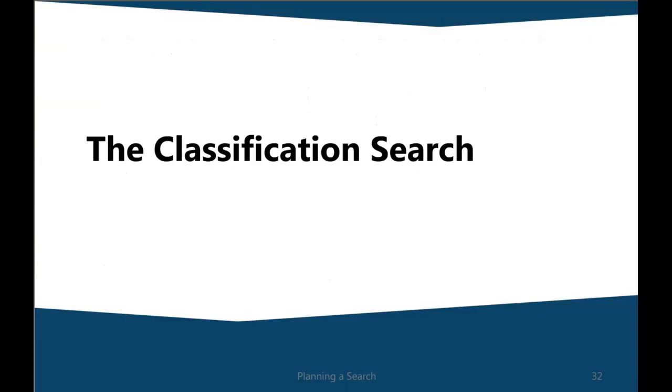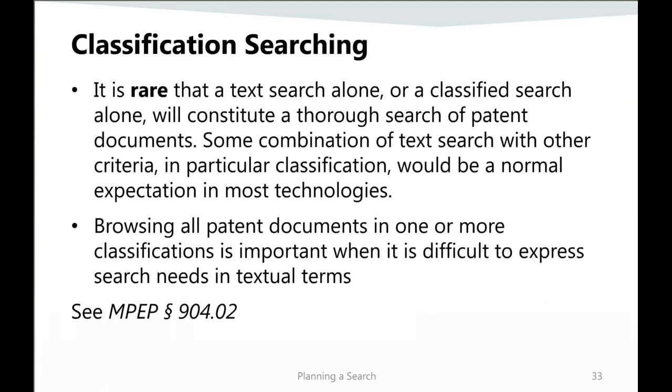The classification search. It is rare that a text search alone or a classified search alone will constitute a thorough search of patent documents. Some combination of text search with other criteria, in particular classification, would be a normal expectation in most technologies. Further, browsing of all the patent documents in one or more classifications is important when it is difficult to express search needs in words.